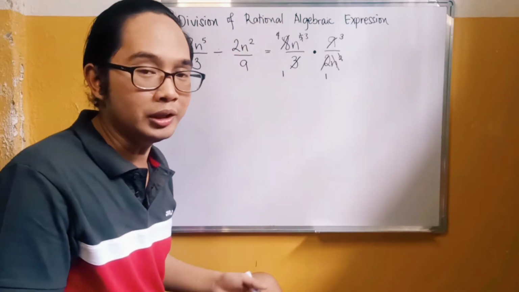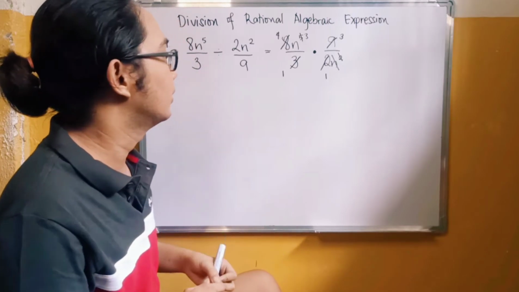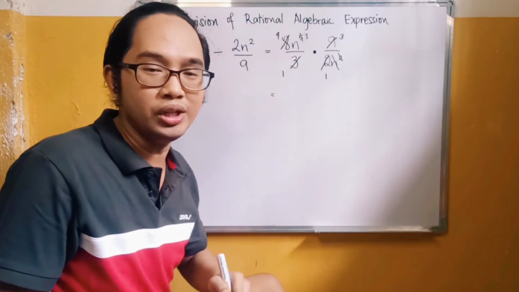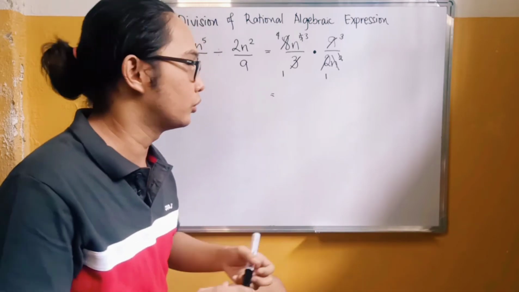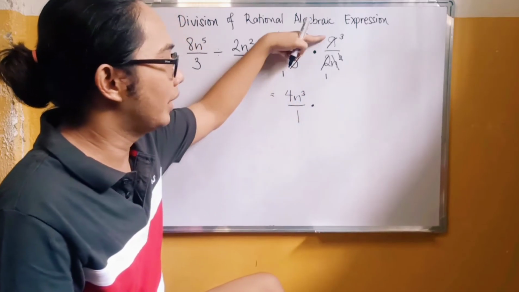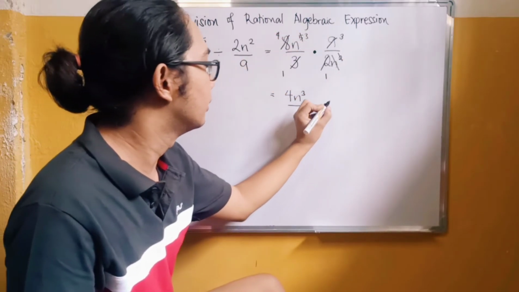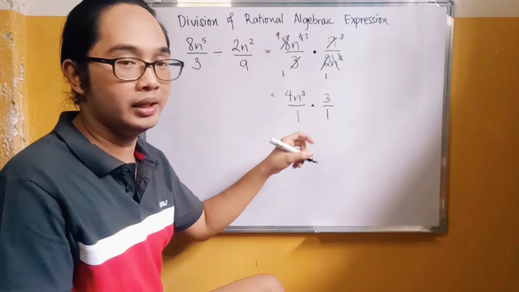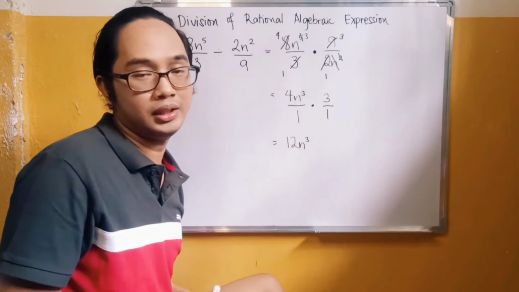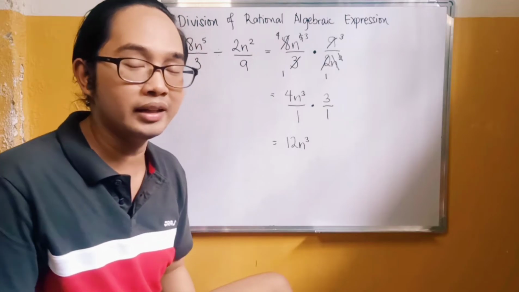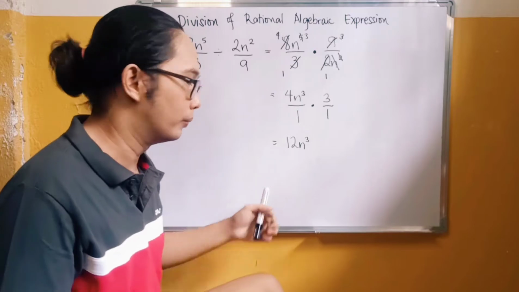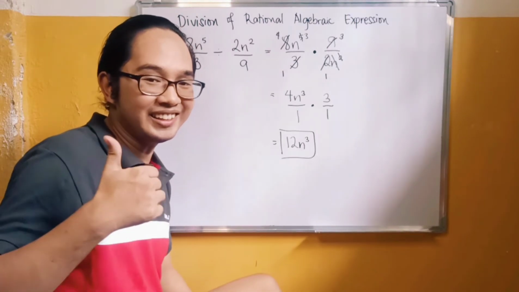Afterwards, we need to multiply the remaining factors. Kung wala na tayong pwedeng i-cancel, okay, para hindi tayo malito, i-rewrite natin yung mga natirang factors. We have here 4n cubed over 1 multiplied by 3 over 1. 4n cubed multiplied by 3 is 12n cubed, and 1 multiplied by 1 is 1. So we don't need to write 1 as the denominator of 12n cubed. Kuha nyo ba? Madali lang, di ba?